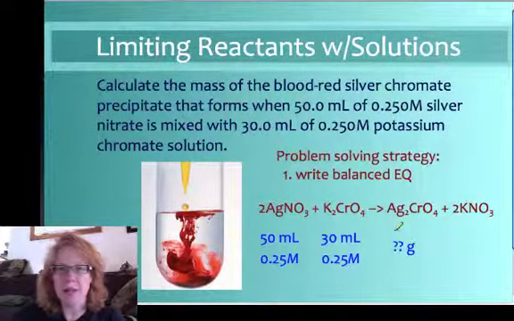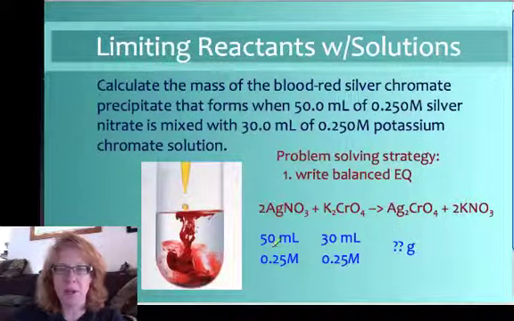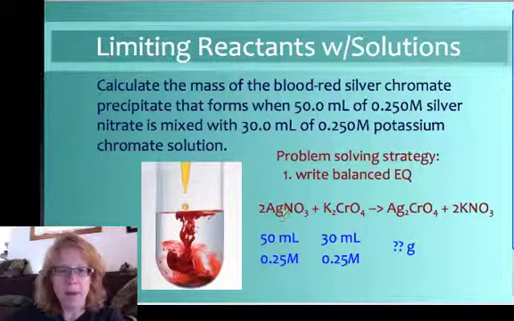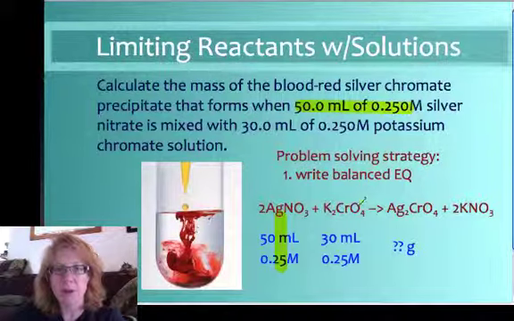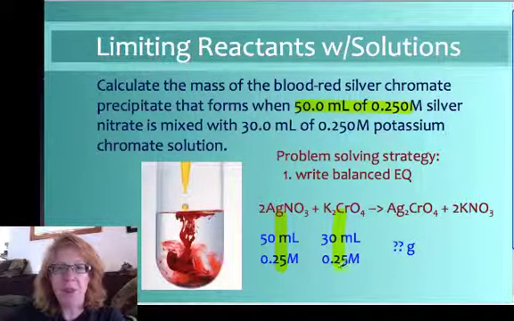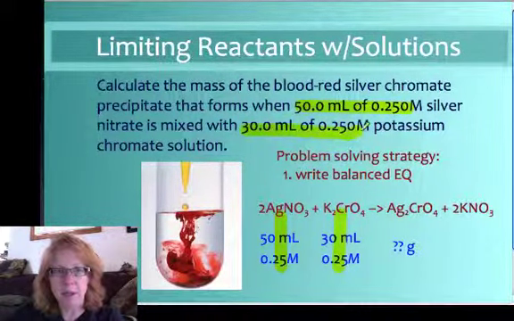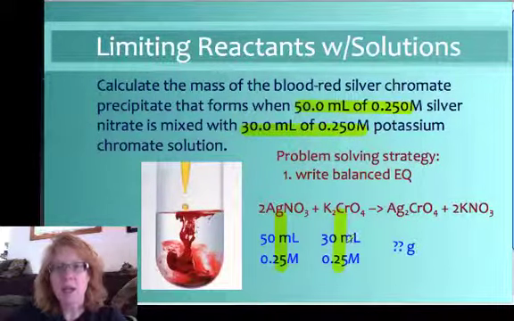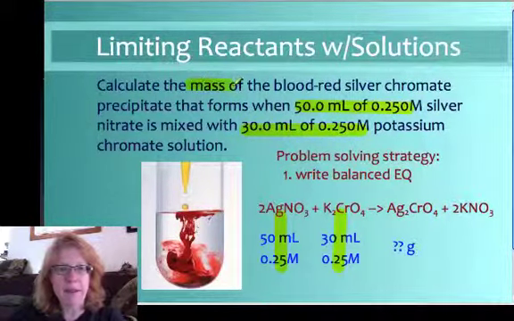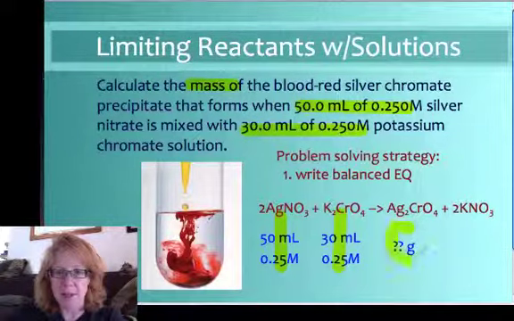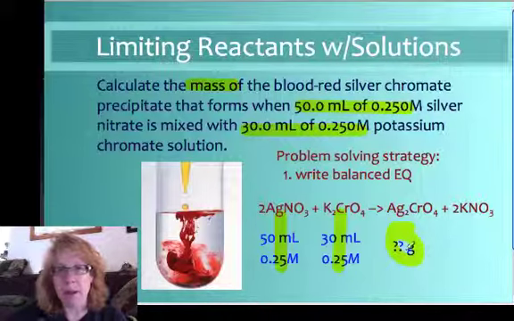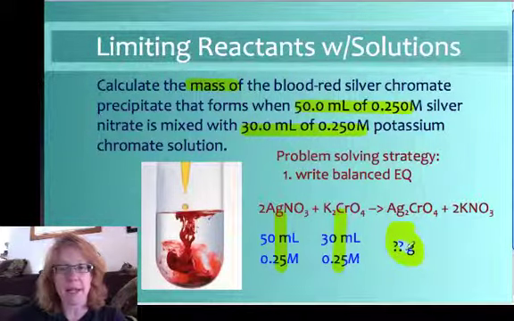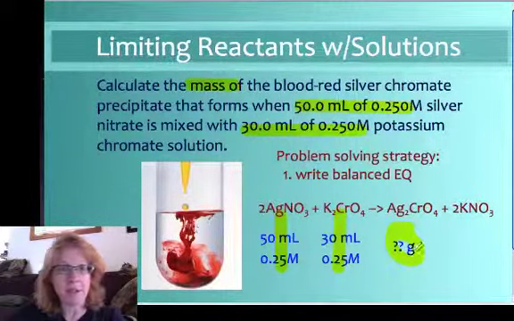So again, the strategy that I always use is I write directly below the equation the things that I've got. So from the problem, I know that I've got 50 milliliters of 0.25 molar silver nitrate solution. I also know that I have 30 milliliters of this 0.25 molar potassium chromate solution. And then it's asking me what's the mass of the silver chromate precipitate, so there it is. I'm trying to figure out how much of that I need. So you can tell in this particular problem I'm not going to be solving using the molarity equation as the last step. I'm going to be using molar mass as the last step because it asks for grams.